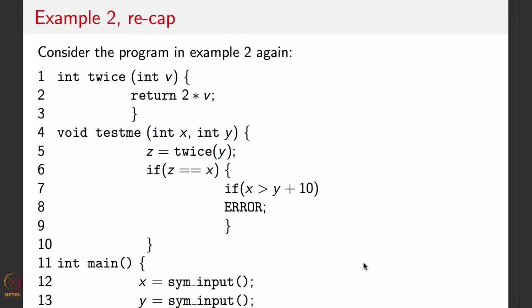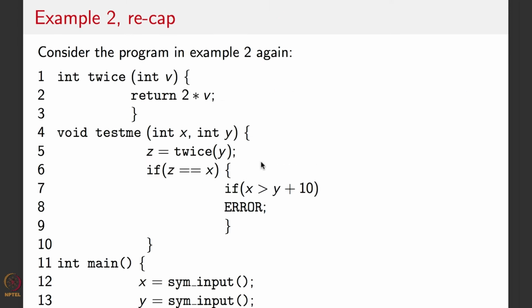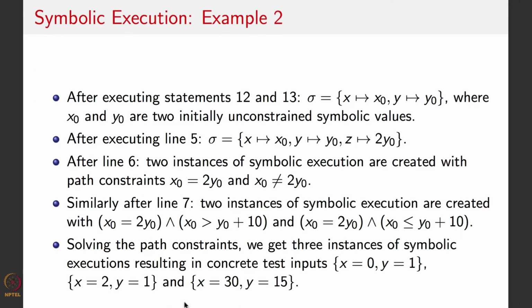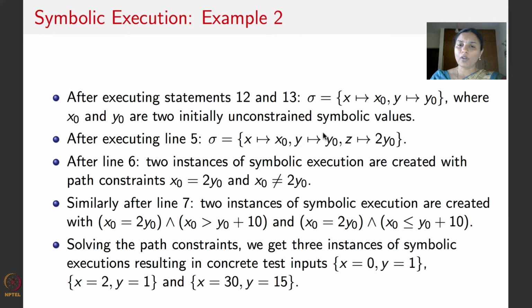Like for example, this is the example that we saw, the same code I'm showing you here again. I'll just walk you through the steps of symbolic execution. After executing statements 1, 2 and 3, the symbolic inputs x0 and y0 are assigned to x and y. And after executing line 5, x stays as x0, y stays as y0, and z becomes 2y0. This is a symbolic expression. And after line 6, where you encounter the first if statement, one path passes with x0 equal to 2y0, the other one fails with x0 not equal to 2y0.